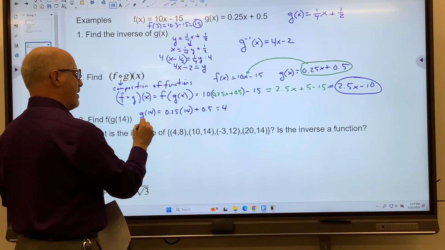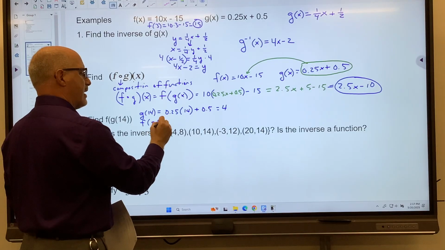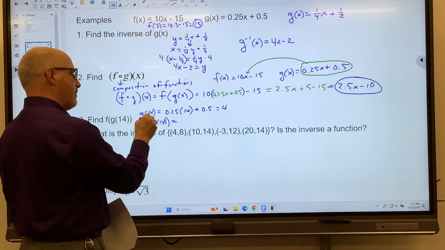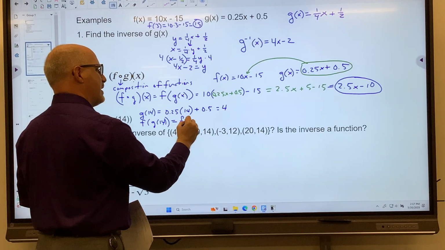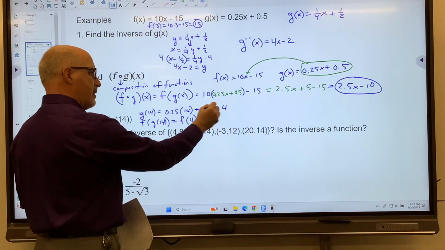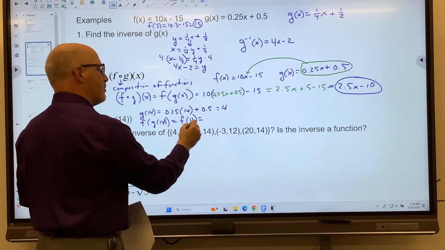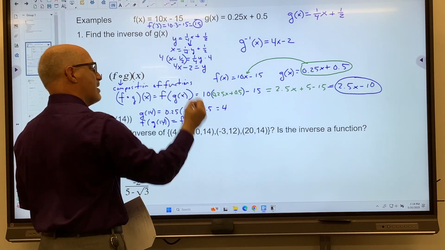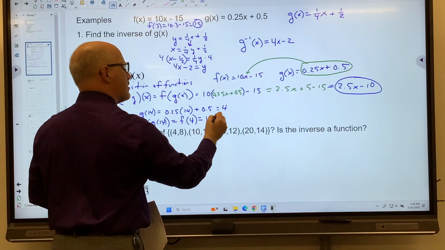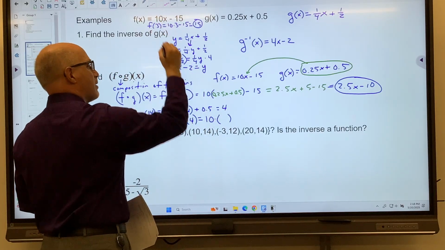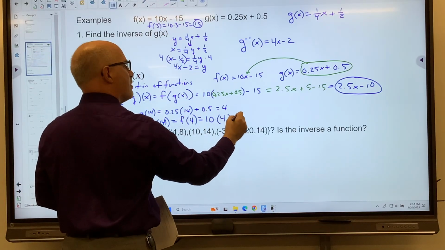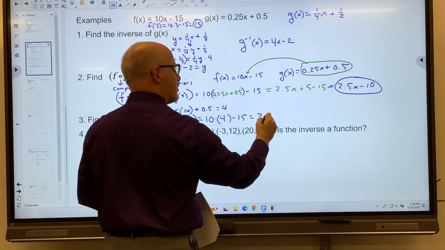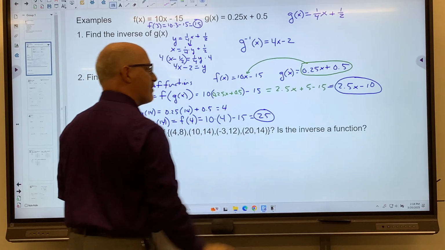So if I'm doing f of g of 14, like the problem's asking me to, I'm going to go ahead and put in the 4 where g of 14 is, because that's what we calculated it to be. And now I'm going to do the same thing by substituting 4 into the f of x. So I'm going to take 10 times, and instead of an x, I'm going to put 4 in there, minus 15. That's 40 minus 15 is equal to 25 for an answer.